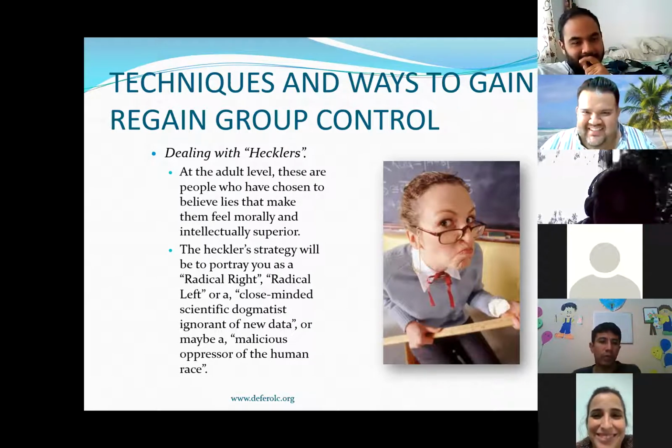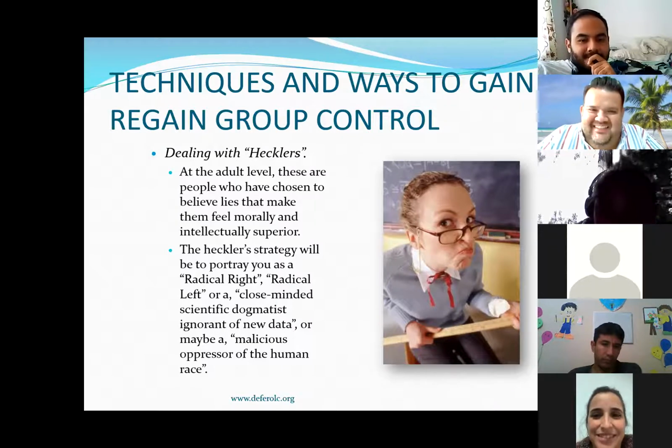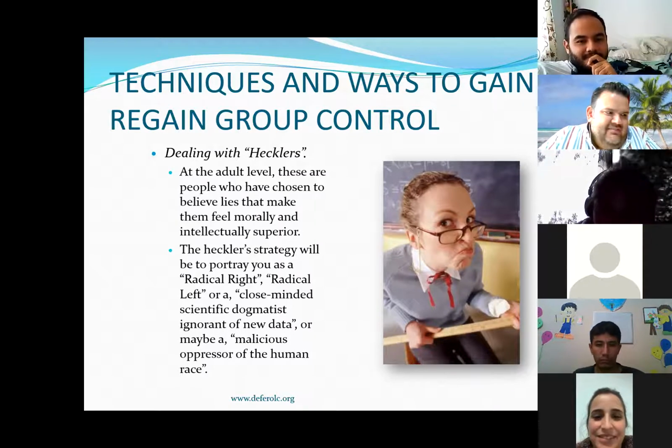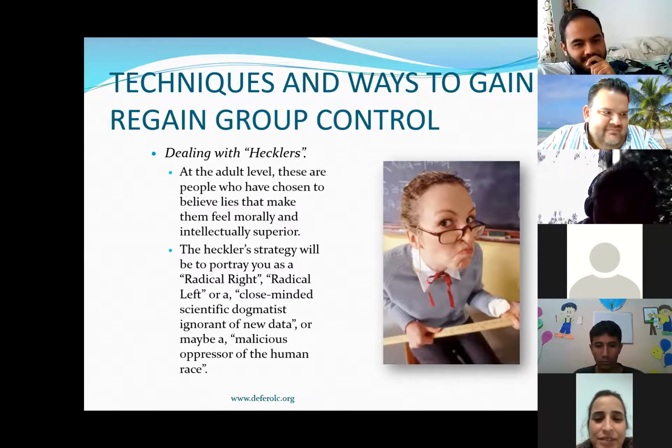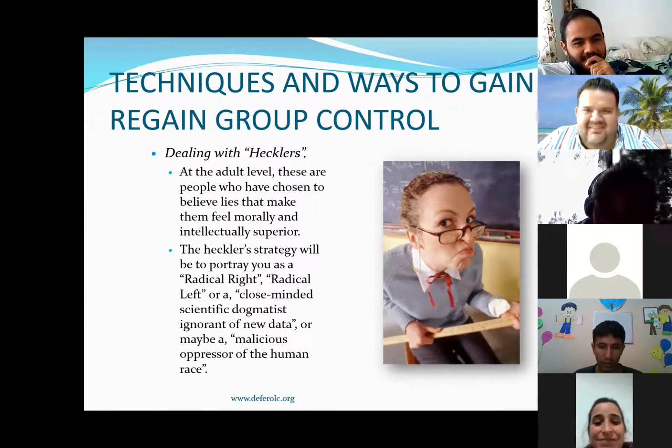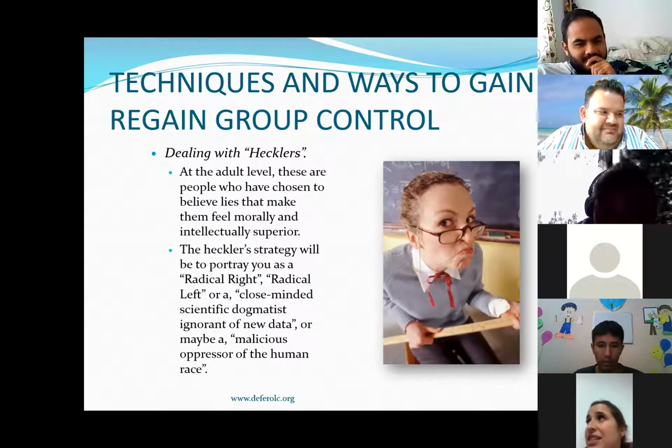The second one, too. The heckler's strategy will be to portray you as radical right, radical left, or close-minded, scientific, dogmatic, ignorant of new data, or maybe a malicious oppressor of the human race.